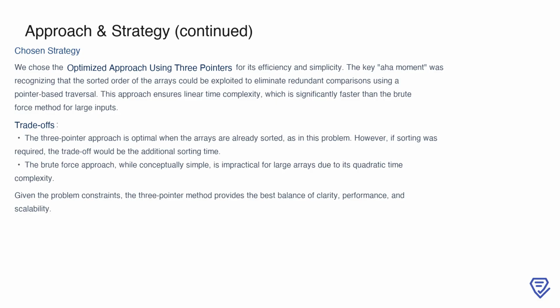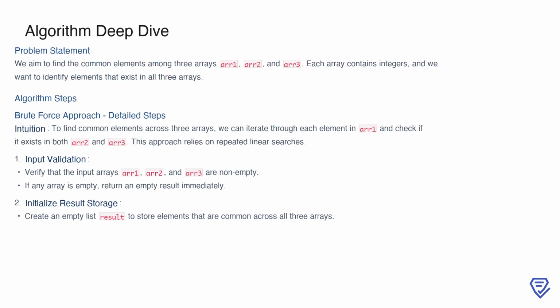To solve the problem of finding the common elements across 3 arrays, our goal is to identify integers that appear in all 3 arrays, ARR1, ARR2, and ARR3. Each array is given as input, and we need to ensure that the result includes only those elements present in every single array. The brute force approach starts with a straightforward intuition.